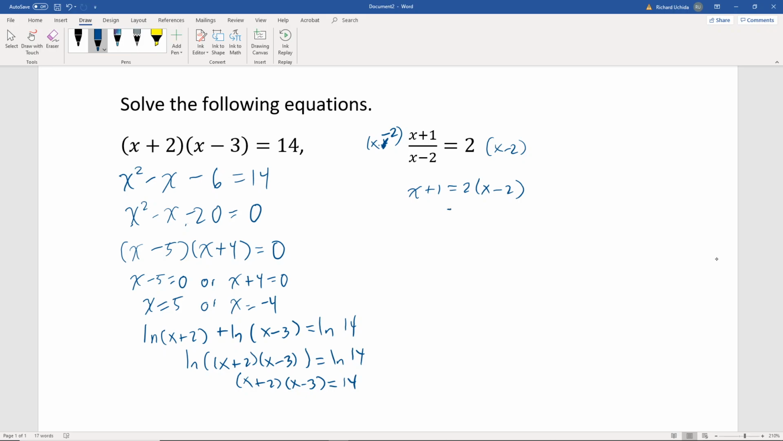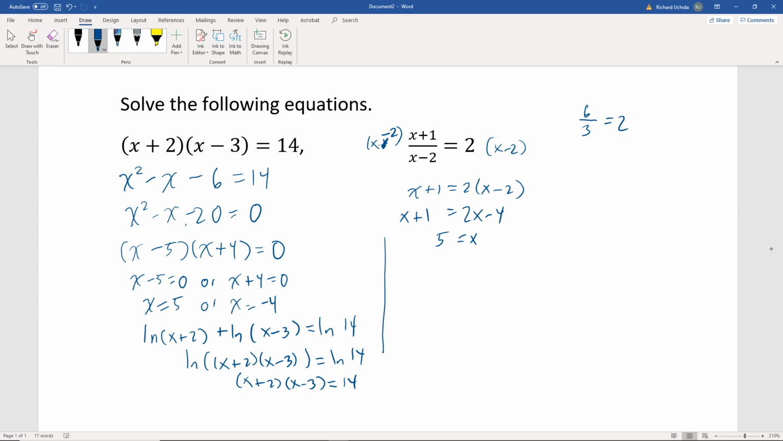Distribute that 2 on the right, so you'd have on the right-hand side 2x minus 4 equals, on the left-hand side, x plus 1. Subtract x from both sides, so you'd have on the right-hand side x, add 4 to both sides, so you get x equals 5. So we have a solution to this, and we could check it. Plug in 5 for x, you'd have 5 plus 1, so that'd be 6 over 5 minus 2, which would be 3, which does equal 2.